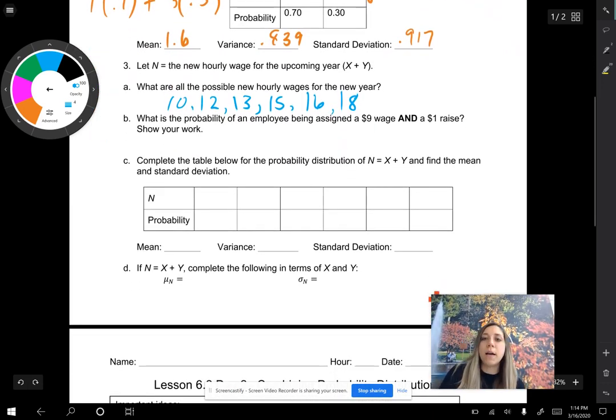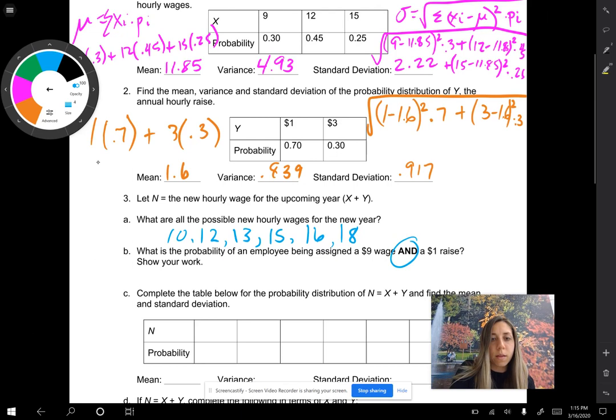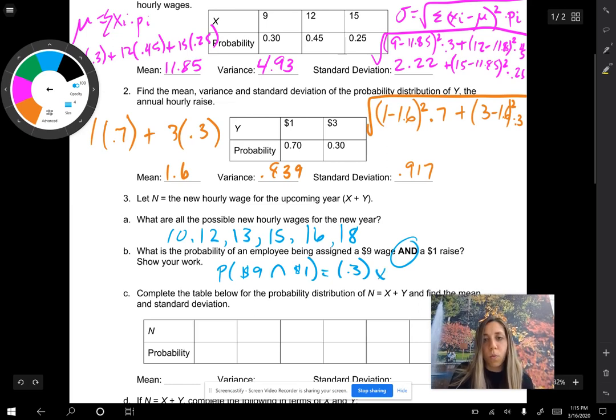So then it says, what is the probability of being assigned a $9 wage and a $1 raise? So the key thing here is that your probability distributions X and Y are independent of each other. And when that happens, we can figure out this "and" probability by just multiplying the probability of a $9 wage and a $1 raise. So the probability of having a $9 wage was 0.3, and a $1 raise is 0.7. So that would be a probability of 0.21.